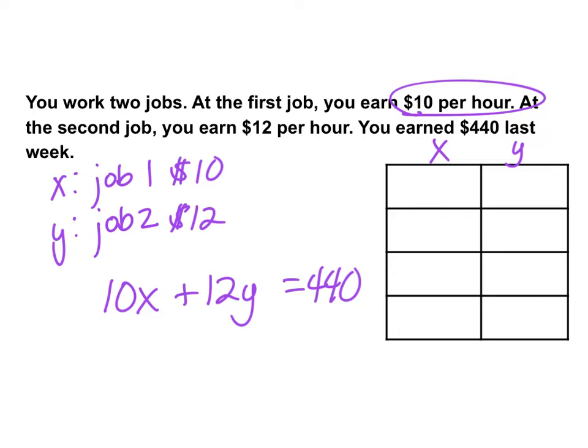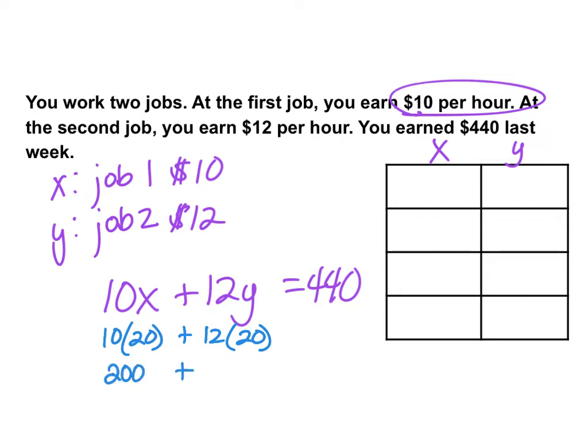So let's try this. Let's graph this and then use our graph to find. So if I do 10 times 20 plus 12 times 20, does it get me 440? Let's see. So 10 times 20 is 200.